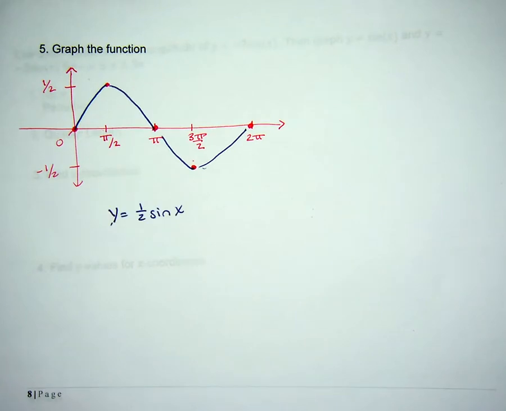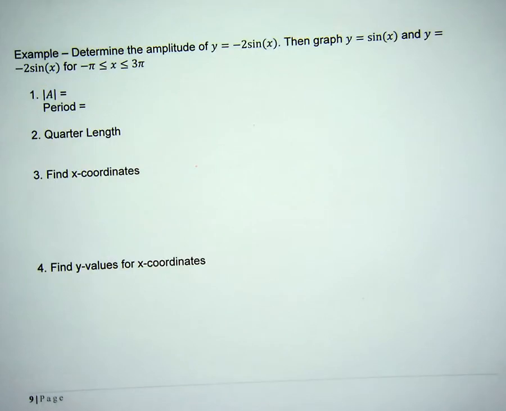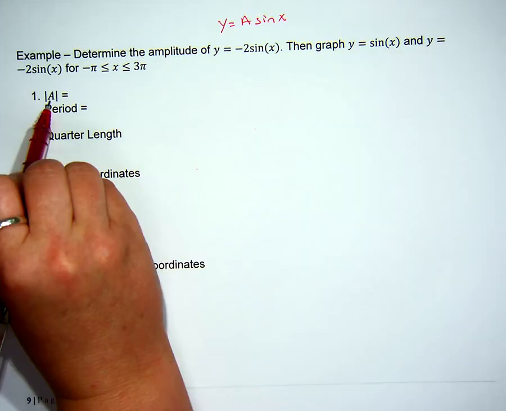Let's do another one. This time, let's graph -2 sine of x. Okay, first, again, this is y equals a sine x. So I want to talk about the absolute value of a. The absolute value of a will be the absolute value of -2, which is going to be +2.